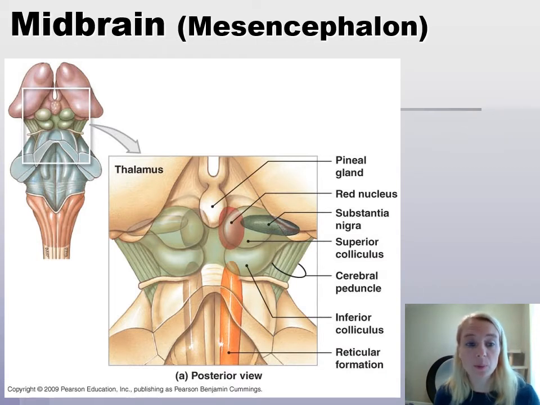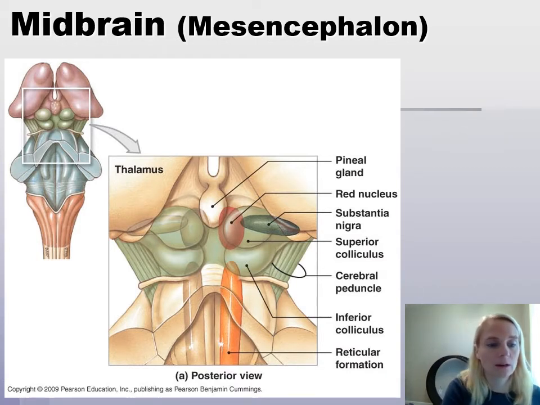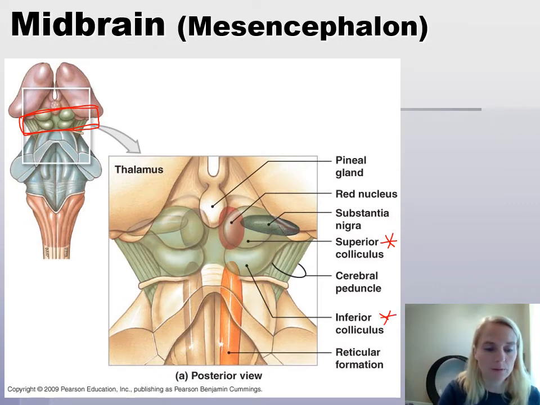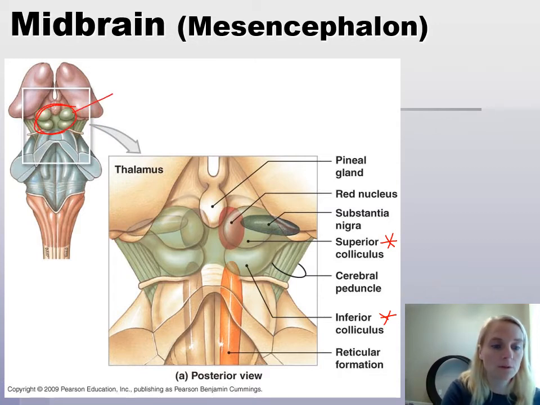Moving on up to the midbrain or mesencephalon. Again, here is our reference picture, sitting right above the pons. I'm looking at this bigger picture here as a posterior view, showing you some of the gray matter, the nuclei of what's going on here. We have one collection of nuclei: the superior colliculus and the inferior colliculus. These bumps here, those 4 bumps. We have 2 superior colliculus and we have 2 inferior colliculus.